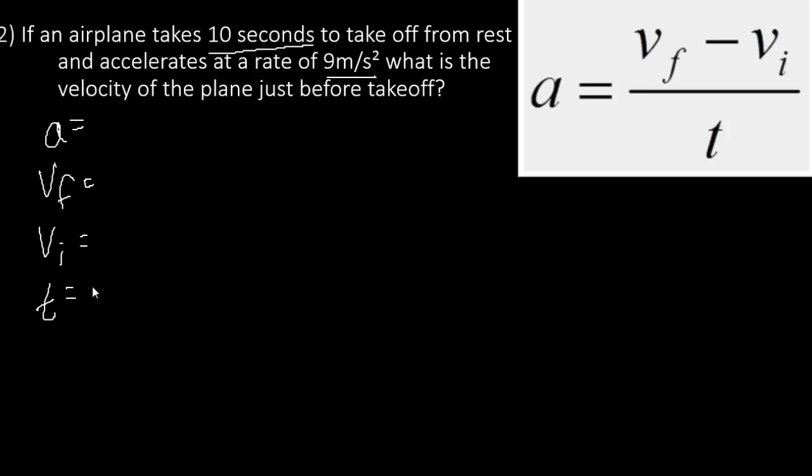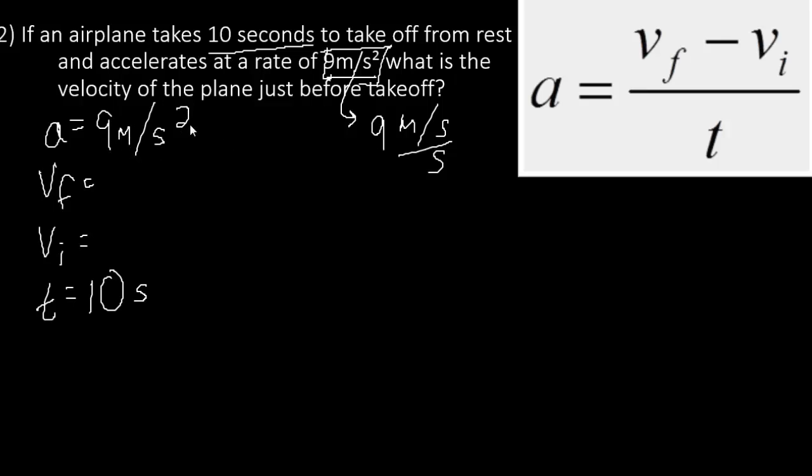10 seconds should be screaming at you that that's a time. So T is equal to 10 s. The next number that they're giving us here is 9 meters per second squared. Whenever you see 9 meters per second squared, you should know that that's another way to say 9 meters per second per second. And that should be screaming at you that that right there is an example of an acceleration. 9 meters per second squared.